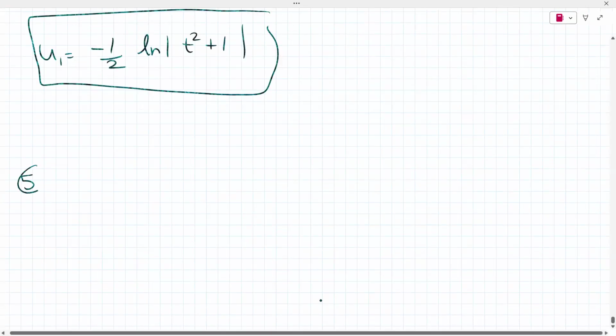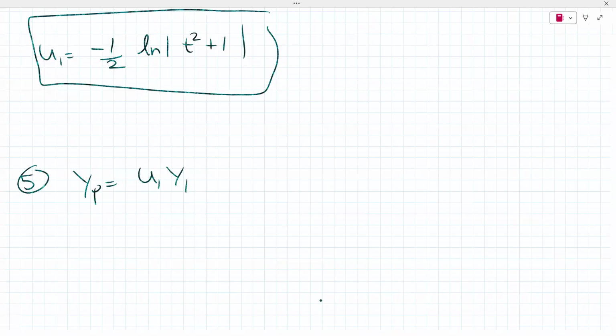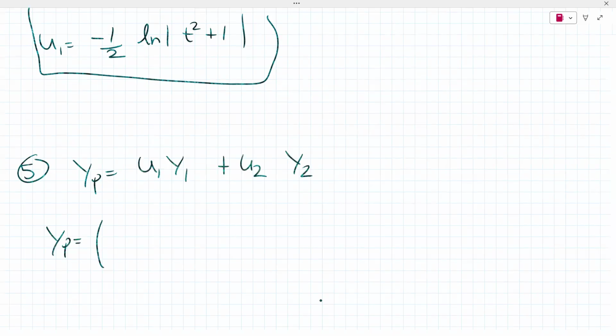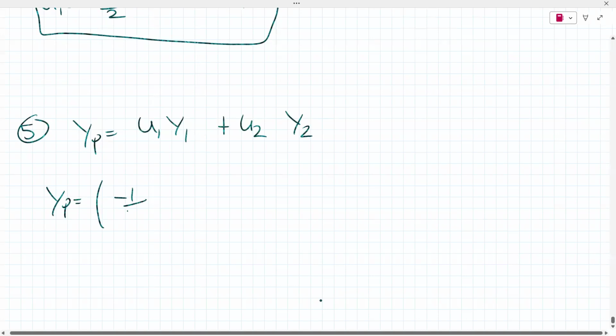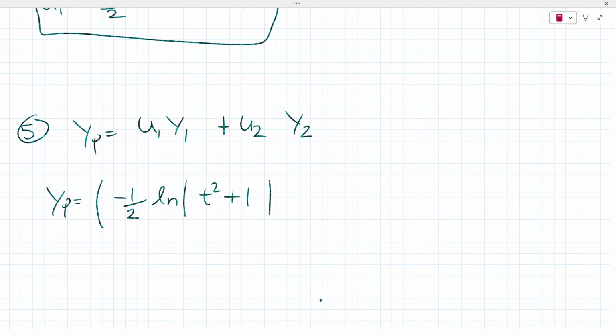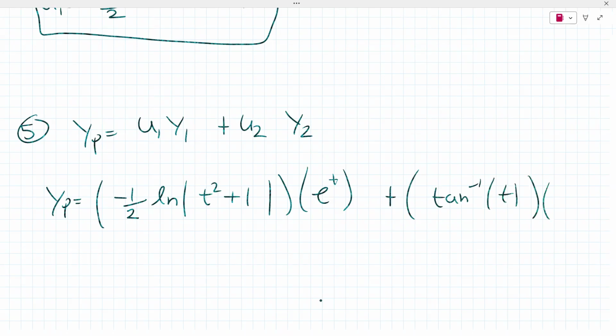Now step 5 is find your yp equation. So my yp is u1 y1 plus u2 y2. My yp is going to be negative 1/2 ln of the absolute value of t squared plus 1 times my y1, which is e^t, plus my tan inverse of t times my y2, which is t e^t.